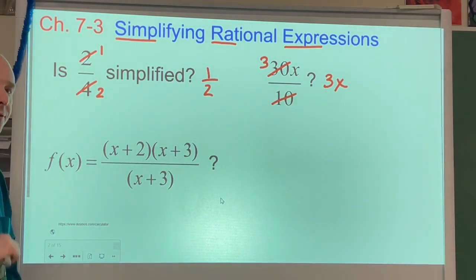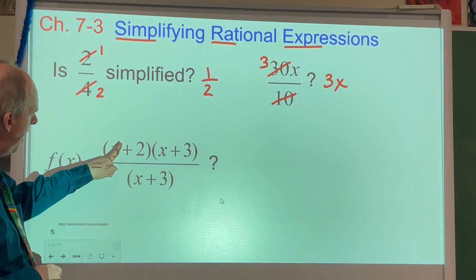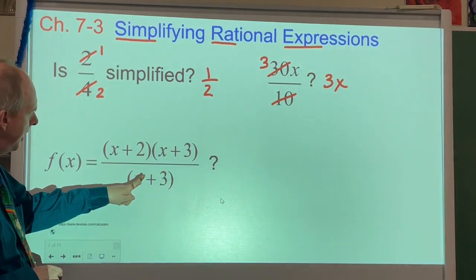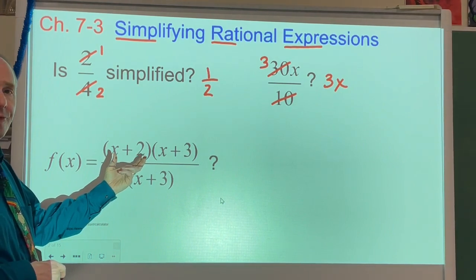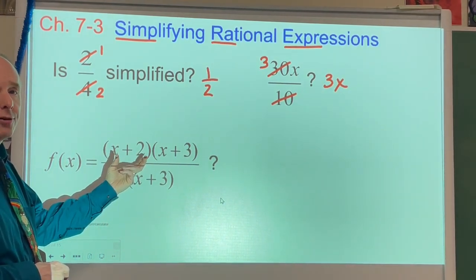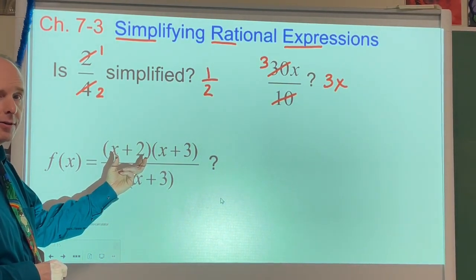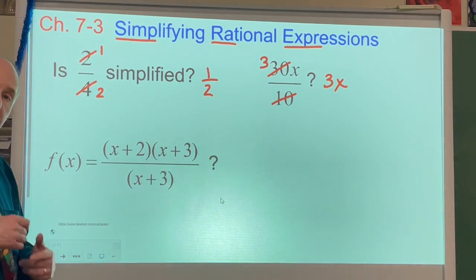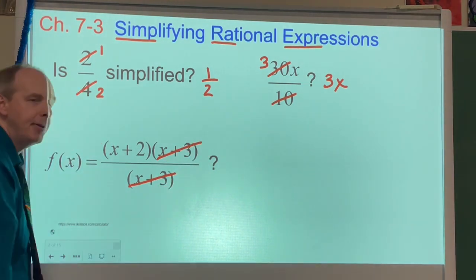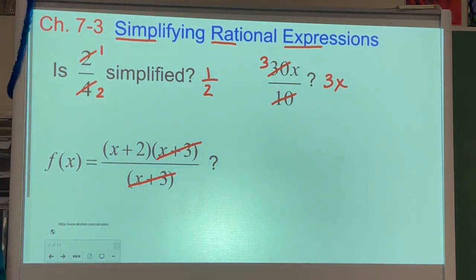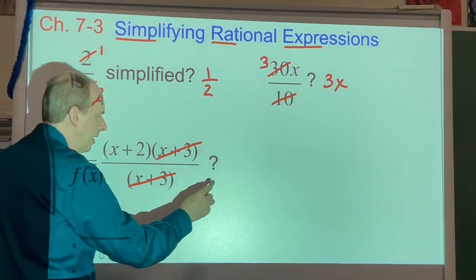What you can't do is say I'll cancel an x here with an x here, because this is an x plus 2. It's one thing. It's one term. You can't cancel part of it with a part of another. But you can cancel an x plus 3 with an x plus 3. The whole factor for the whole factor. What's left? Well, we're just left with x plus 2.